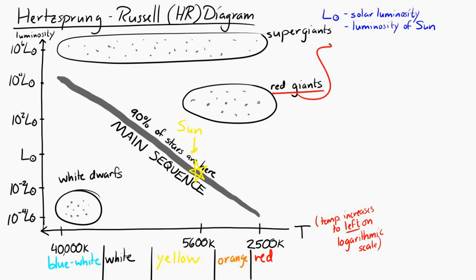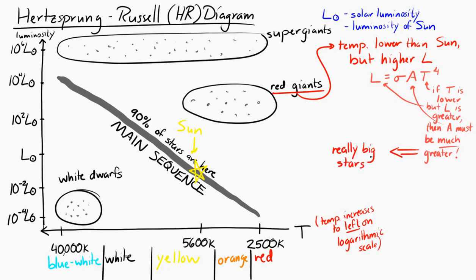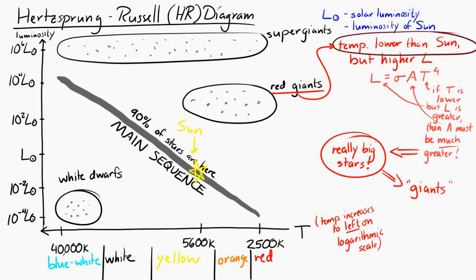So the red giants, let's start there. The red giants, you can see they have temperatures that are cooler than the sun's. However, they have much higher luminosities than the sun. So if we look at the luminosity equation, luminosity is equal to sigma A T to the fourth. If they have a lower temperature, but they have a higher luminosity, that means that the surface area must be much larger than that of the sun. These are really big stars. They have big surface areas. They're physically large stars. That's why they're called giants. They're called red giants because they're the color red.